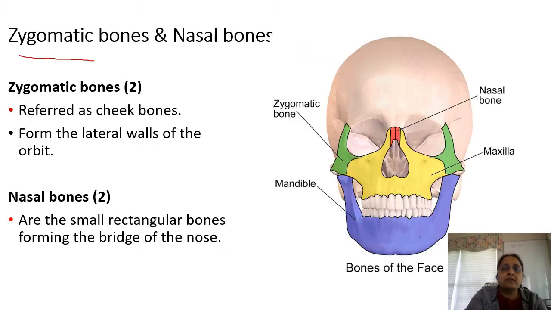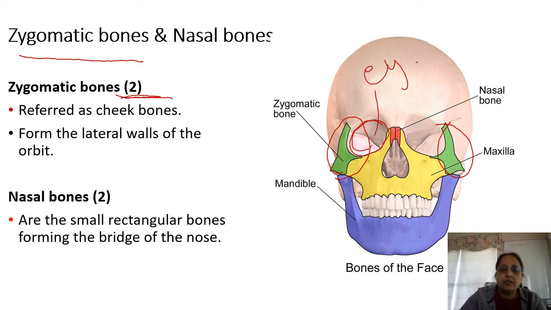So next bone is zygomatic bones. These are nothing but the cheek bones. They are paired structures and they form the lateral wall of the eye orbit. So if you see, this whole area is the eye orbit. This eye orbit has the lateral wall that is supported by these zygomatic bones, and it also forms the cheek bones.